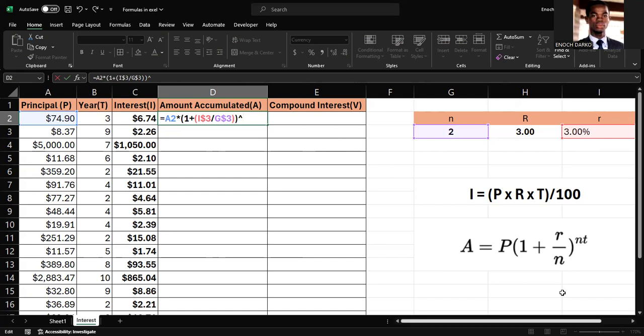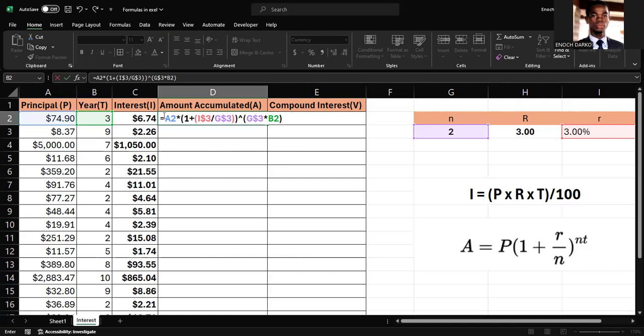Good. Now I have NT. That one too is compound, we have two variables, so I'll put it in brackets. In brackets, N is this side. Also, because you'll be dragging downwards, I don't want the row number for the number of times compounded to increase, so I'll lock that row number. Then it is multiplying our time, which is years, T here. I'll select that one and close that bracket. I think I have all my brackets closed.